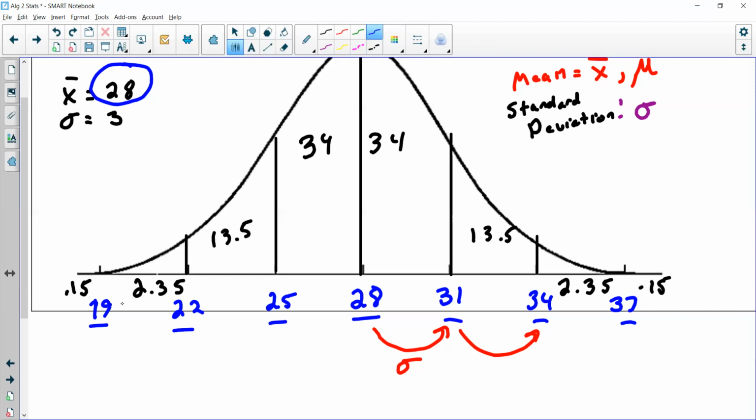I'm sorry, you had a question. So that sigma thing is just like how much you add to it or subtract? The pattern, if you want to think about it. Yeah, kind of. Next one.